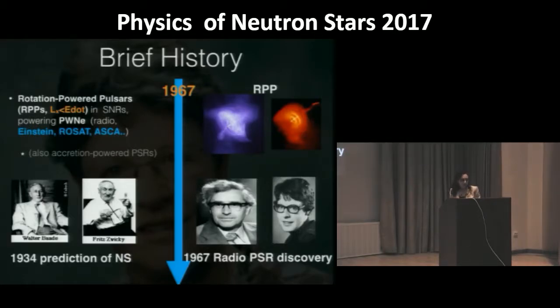And it's thanks to radio studies as well as imaging X-ray satellites such as Einstein in the 80s and ROSAT and ASCA in the 90s that we started to understand how these rotation-powered pulsars, or RPPs, power pulsar wind nebulae. And we'll hear about pulsar wind nebulae later today. At the same time, there was significant growth in studying accretion-powered pulsars, which I won't address in my talk.